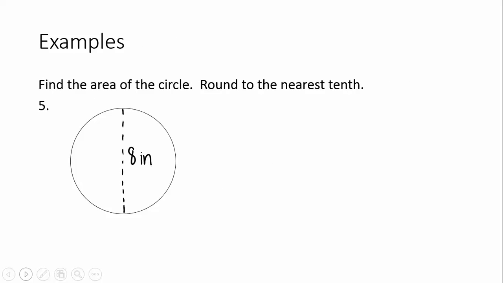So if we look at an example here, find the area of the circle, rounded to the nearest tenth. So area is pi r squared. And this is the first one where I'm not intentionally trying to trick you, but I want you to understand the parts of a circle. What's labeled here right now in the circle, because it goes from one end through the center to the other end, is the diameter. And I just mentioned in the last slide that the radius, which would be from the center to the outside edge, is half of that, so this would be 4 inches. So that's the number we need to use in our formula.